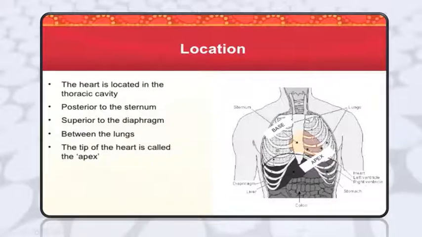So the heart is placed in the thoracic cavity, which is posterior to the sternum. This is the sternum structure. The heart is placed approximately posterior to the sternum, and also superior to the diaphragm. This is the diaphragm. So it is placed at the superior part of the diaphragm and between the lungs. The tip of the heart is called the apex. So this is the apex of the heart.